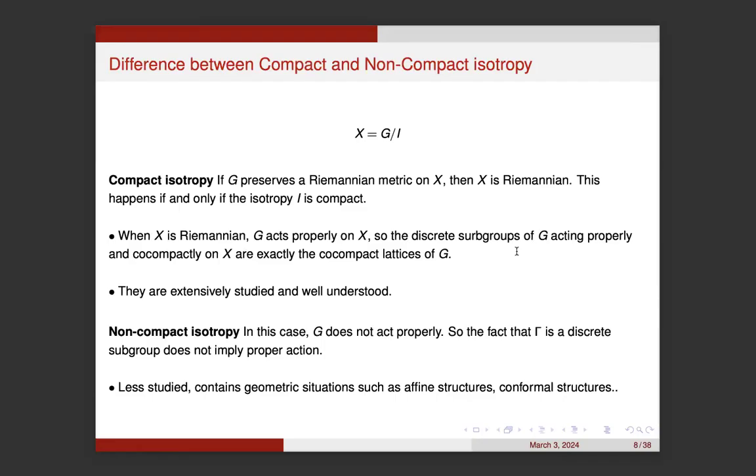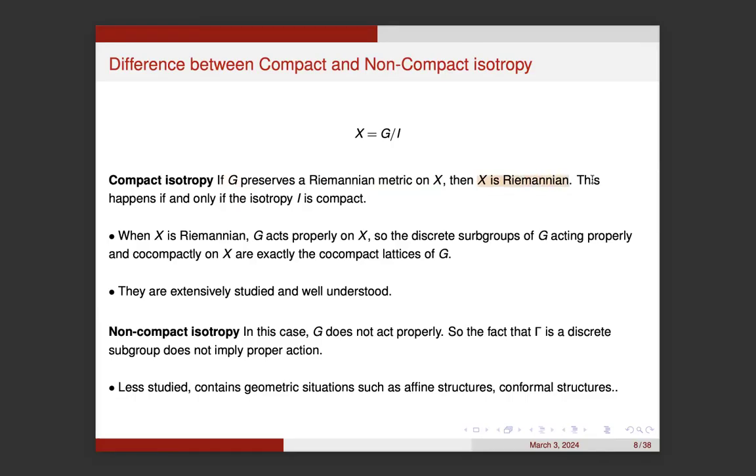Regarding this question of existence of compact quotients, there is a difference between the case where the isotropy group I is compact and the case where it is non-compact. In the compact case, when the isotropy I is compact, this corresponds exactly to the case where the group J preserves a Riemannian metric on X. So the space X becomes a Riemannian manifold.